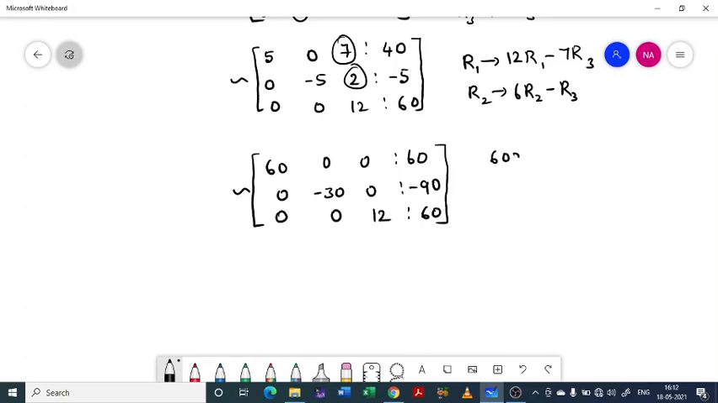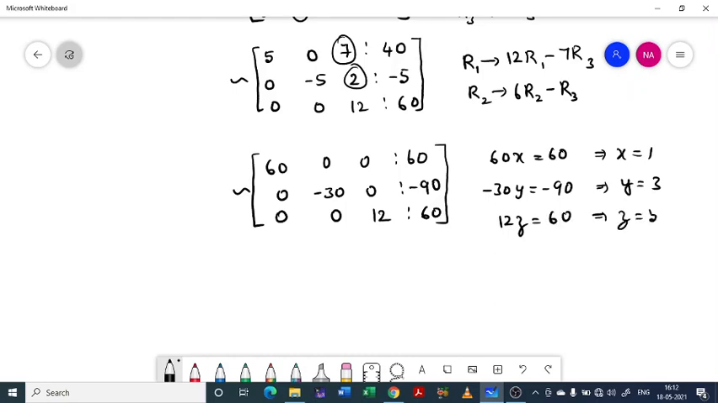Then 60x equal to 60, that implies x equal to 1. Then minus 30y equal to minus 90, that implies y equal to 3. And then 12z equal to 60, that implies z equal to 5. So the required solution is 1, 3, 5. Same as the last problem, we get the same solution 1, 3, 5.